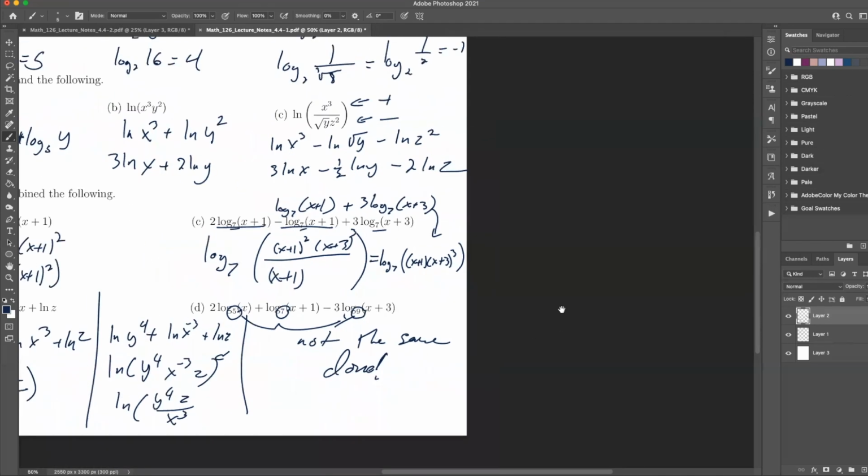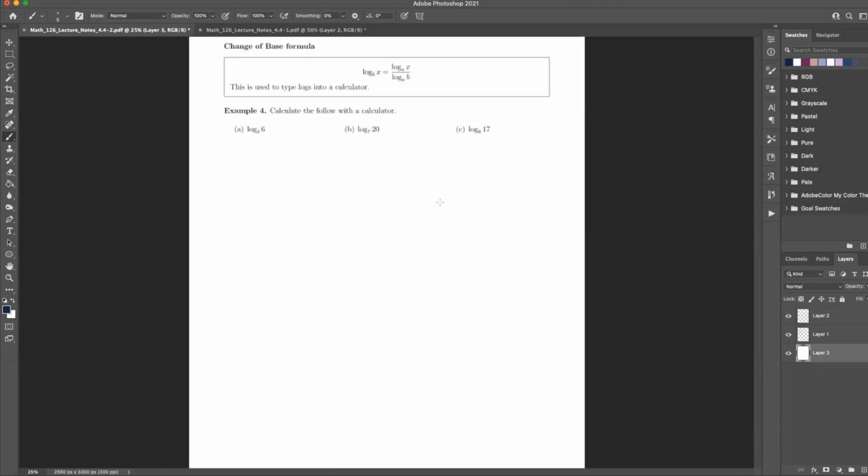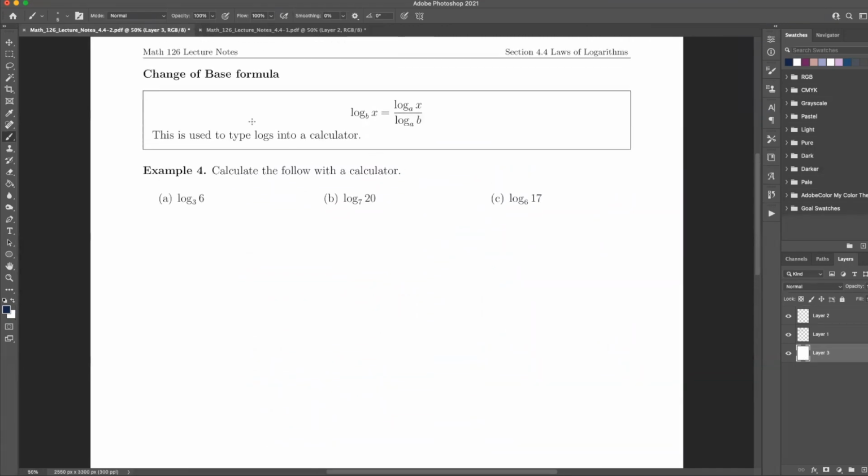All right, so let me zoom out and maybe copy that, and we'll go from there. Let's do this last page real quick. All right, so this last page. And if you need to, I can go back to the other page. So, the change of base formula.